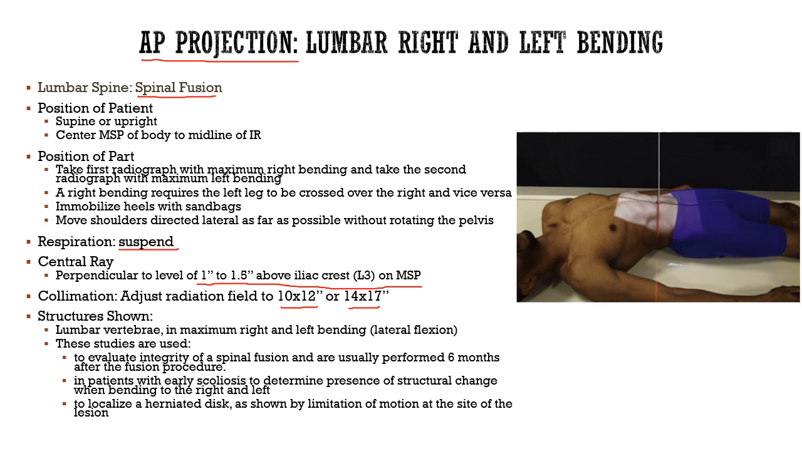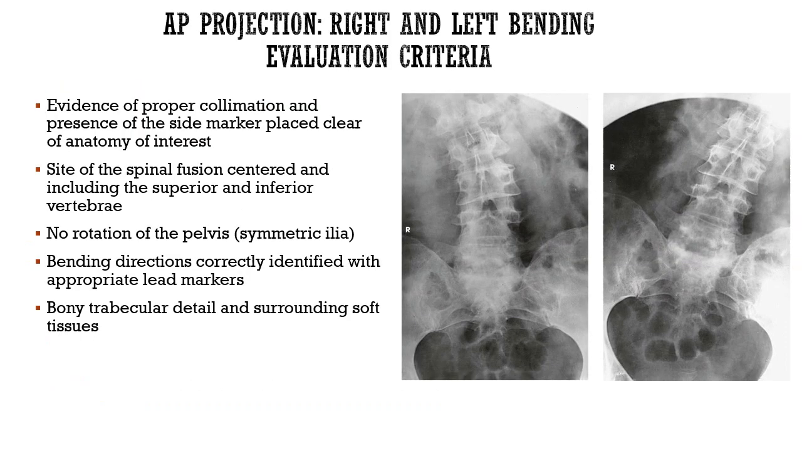We're going to evaluate, for 3 reasons, first the integrity of a spinal fusion, usually 6 months after the spinal fusion procedure. It could be used in patients with early scoliosis to determine the presence of structural changes, and to localize a herniated disc, which would be a cheaper way to do so and less radiation dose than a CT, for example, or a lot less money than an MRI. And so here are your 2 images with the patient bending to the right and bending to the left. If there is a spinal fusion, it should be in the center of the image.